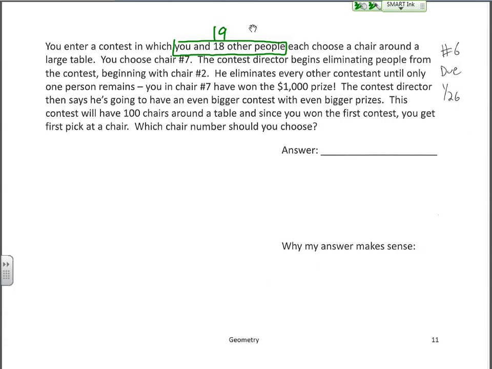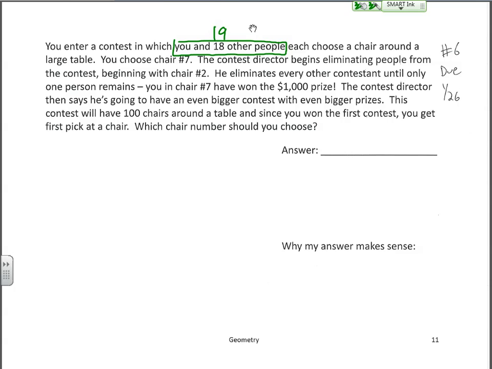You choose chair number 7. The contest director begins eliminating people from the contest, beginning with chair number 2. He eliminates every other contestant until only one person remains. You, in chair number 7, have won the $1,000 prize. The contest director then says he's going to have an even bigger contest with even bigger prizes. This contest will have 100 chairs around a table. And since you won the first contest, you get first pick at a chair. Which chair number should you choose? High stakes, folks, high stakes.